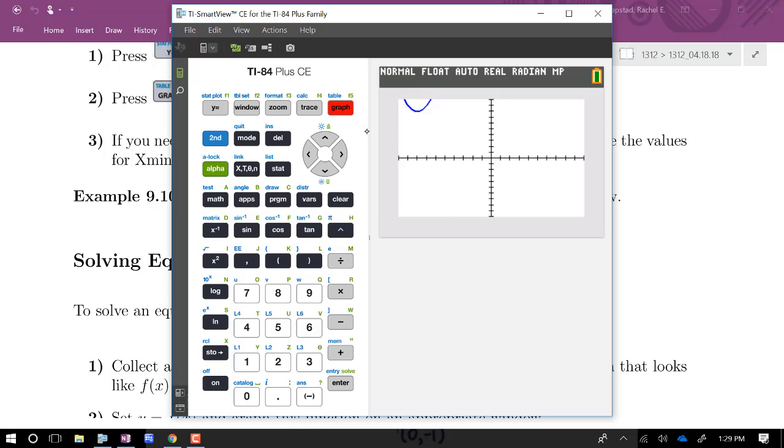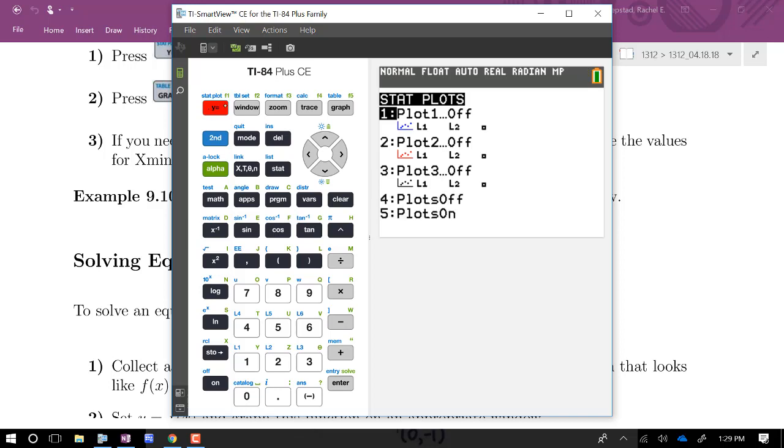Mine is telling me that I have invalid dimensions. That's because I'm guessing your window is set up wrong, or your plots are on. What happens if you hit the second key and the y equals, so you get to go to stat plot? See how mine all say off? Oh. Do you have some that say on? So turn those off. If that happens, that should fix it.